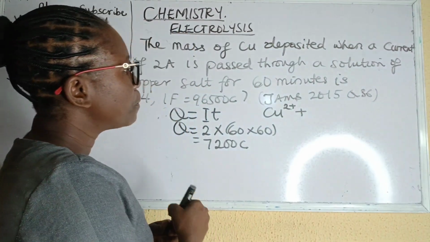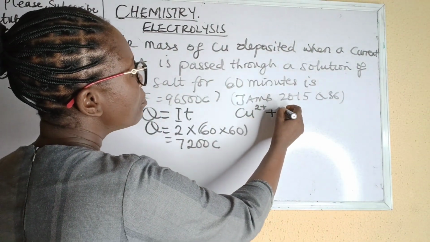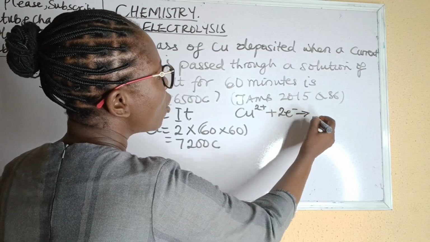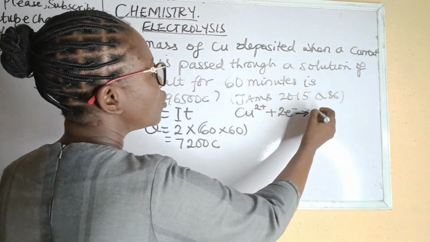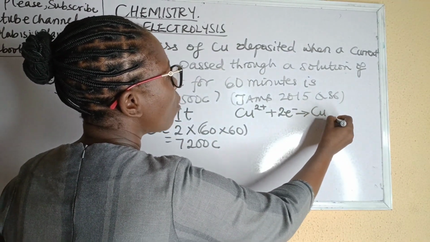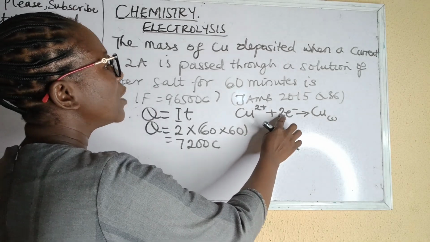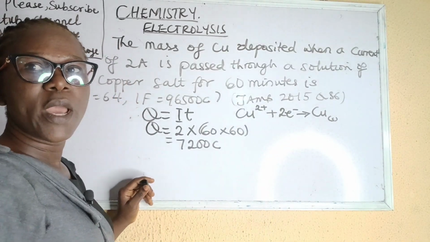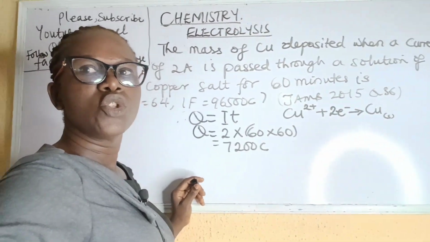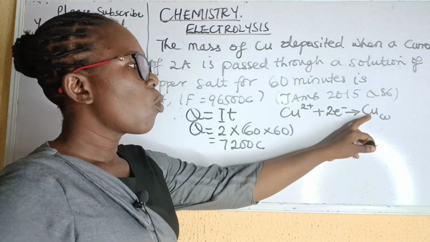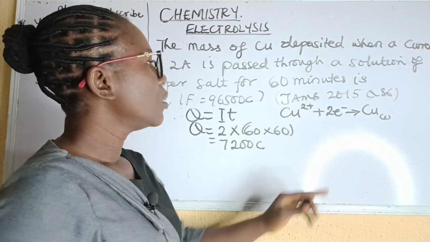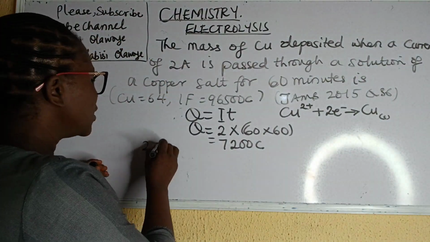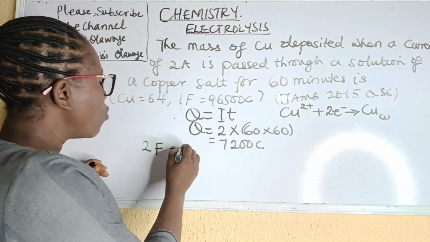So copper 2 ion here picks up 2 electrons, which is reduction. That's gaining of electron is reduction to liberate neutral copper element. So here now we can see that 2 Faradays of electricity is required in this equation of reaction to liberate 1 mole of copper. So we have 2 Faradays in the equation liberating 1 mole of copper.